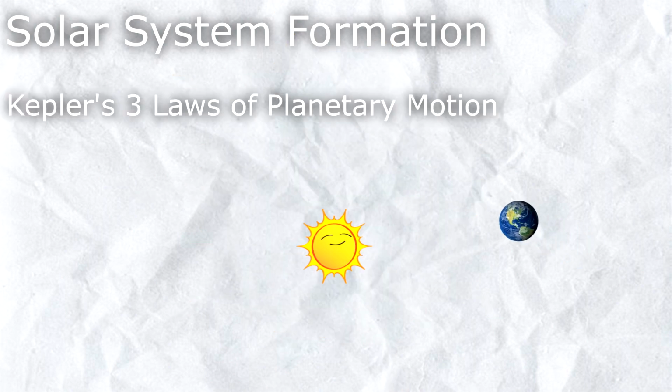One of them is planetary motions are ellipses, with the sun at one focus. The second one is that planets farther from the sun move slower, which is aphelion, and planets closer to the sun move faster, which is perihelion. The third one is that planets farther from the sun have larger orbits.